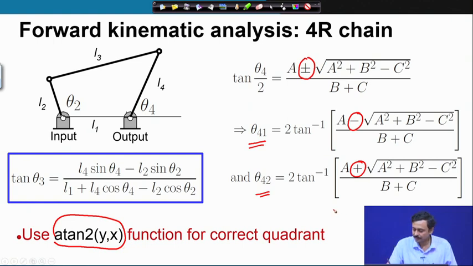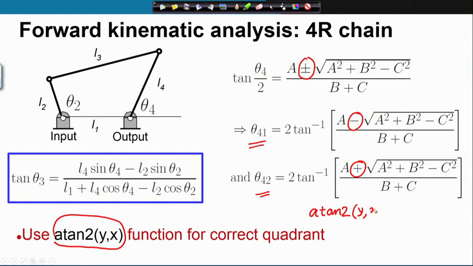So, atan2 y comma x is actually nothing but tan inverse y divided by x. What it does extra? It looks at the sign of the numerator and the denominator and thereby decides the quadrant. So, this is very powerful. It will tell you the correct quadrant of the angle.